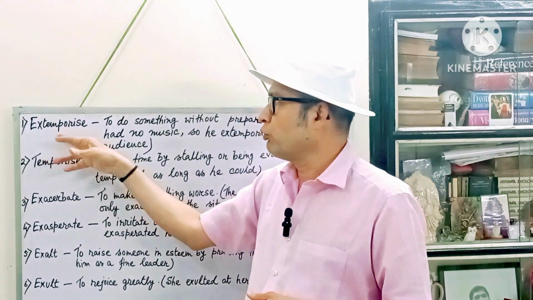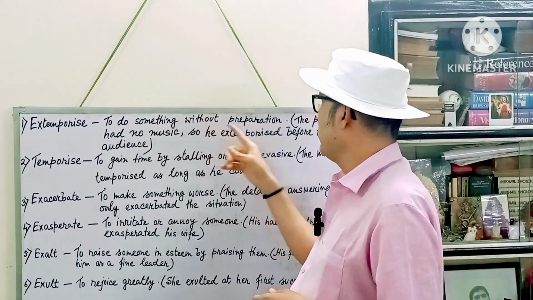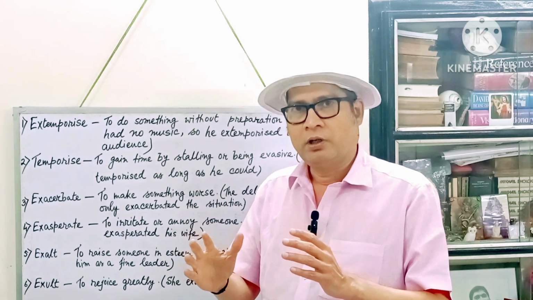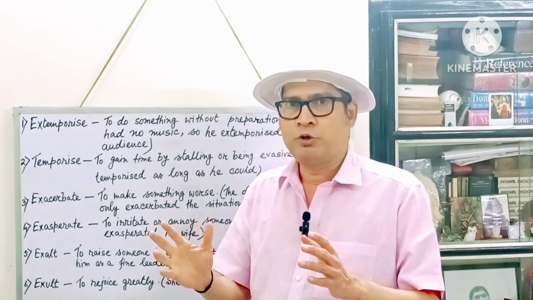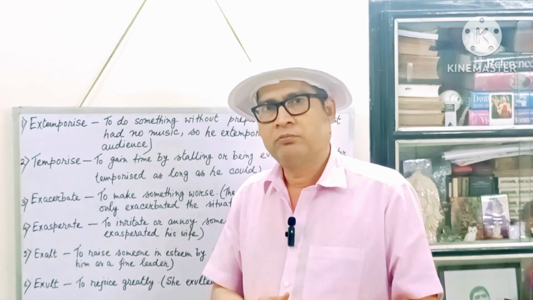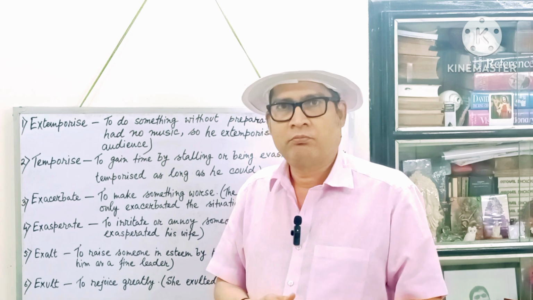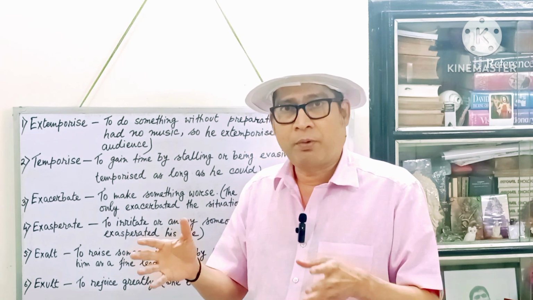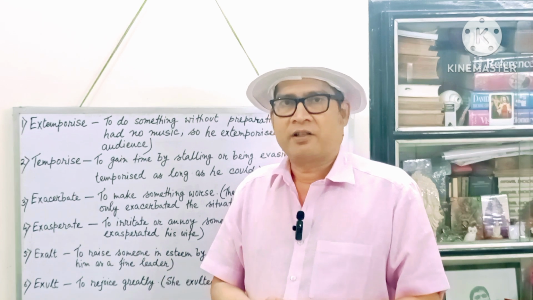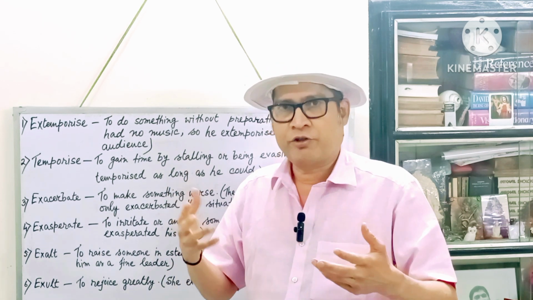Now, this is the verb form of the word extempore. It is extemporize, which means to do something without preparation. You are not well prepared to sing a song, but suddenly you are asked to sing a song. And then what do you have to do? You have to extemporize. You have no previous preparation, so you are not quite ready to do that. But when you are requested to sing a song, you extemporize.